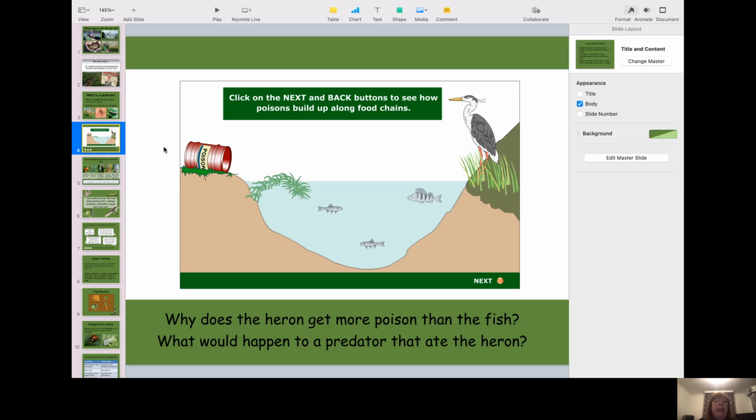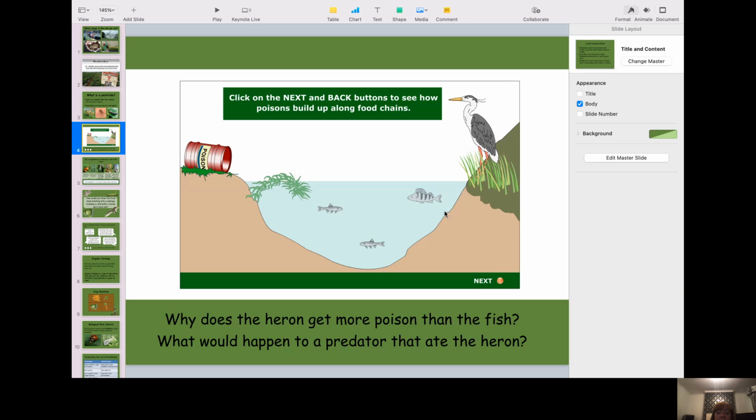So here you have a picture of poison being poured into a river or stream, and here you have fish. So the predator in this picture is the heron, and the prey is the fish. So the question, why does the heron get more poison than the fish? Well, the fish are consuming some of the poison, but the heron is going to be consuming a lot of fish. And so that means the heron is going to be consuming far more poison than the actual fish.